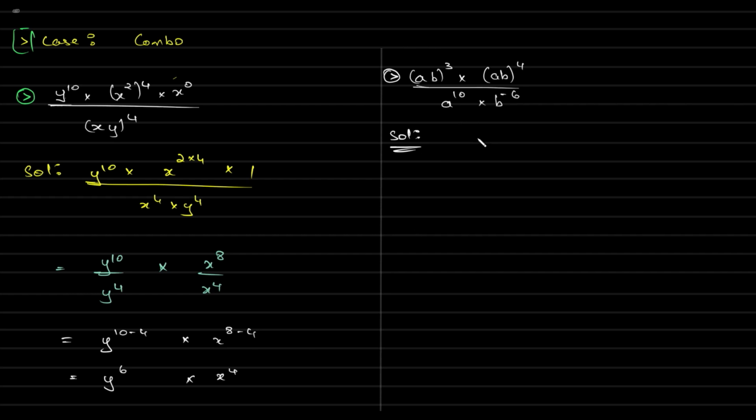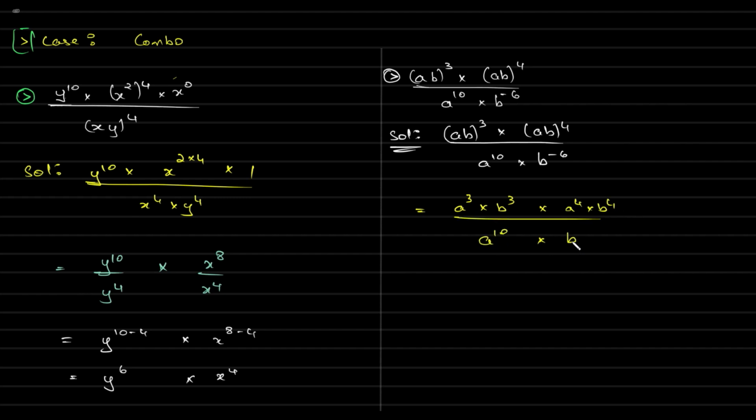Now we have AB whole to the power of 3 into AB whole to the power of 4 divided by a to the power of 10 into b to the power of negative 6. See, the thing is a's are separate and b's are separate in the denominator, so we have to do the same with the numerator as well. So AB whole to the power of 3 is a cube into b cube, into a to the power of 4 into b to the power of 4. The entire thing divided by a to the power of 10 into b to the power of negative 6.